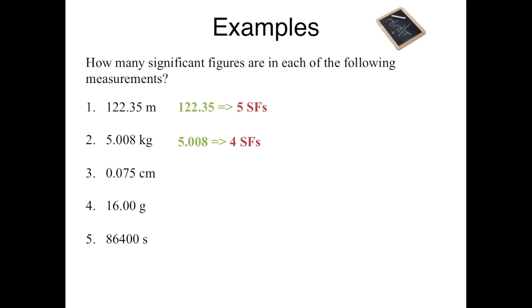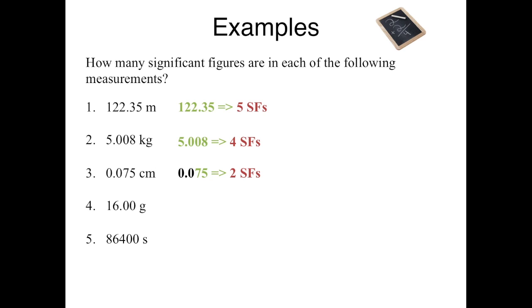Number 3, 0.075 centimeters. What kind of number, you ask yourself? This is a decimal number. In a decimal number, if you have leading zeros, they are insignificant. Very good. So only the 7 and the 5 are significant. So you have 2 SFs there.